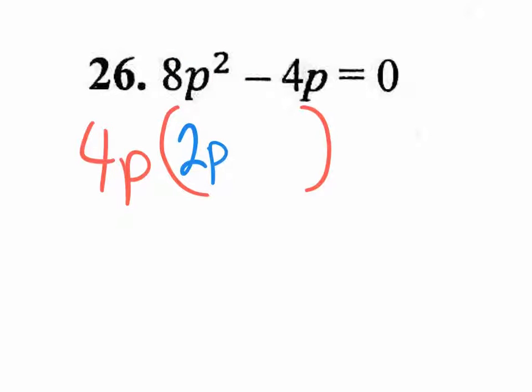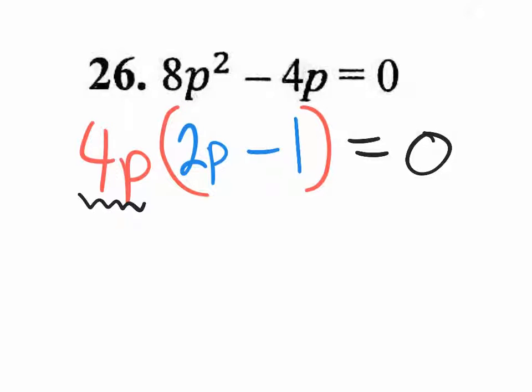2 with a p, right? And how about 4p times what will get us a negative 4p? A minus 1. And of course, this is still equal to 0. So now I really do have the zero product property that I could apply.